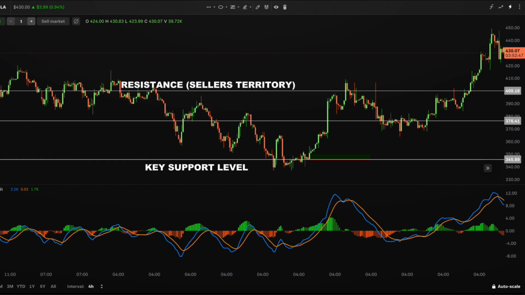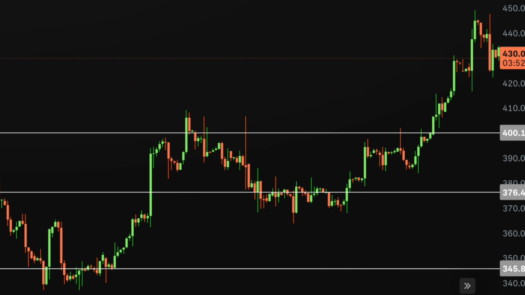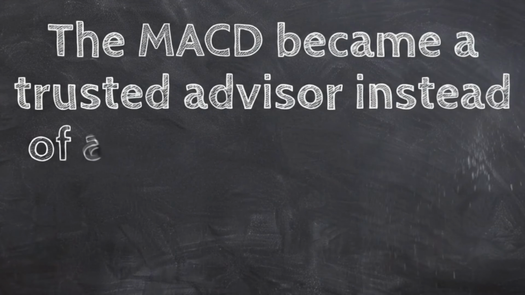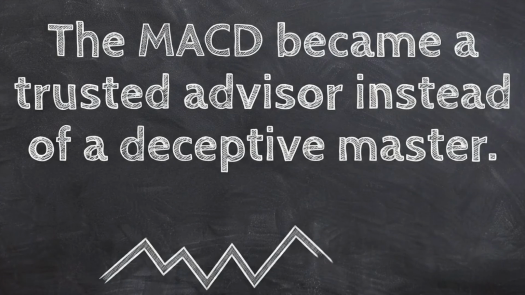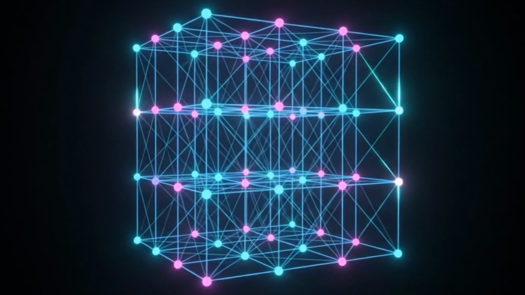Then you can enter your trade with a calculated stop loss. As the price moves steadily in your favor, you'll get a sense of clarity that you have never known. That way you're not chasing a ghost, but instead you're following the flow of the market. The secret to the market is not a magical formula. It is the marriage of context and momentum. The MACD becomes a trusted advisor rather than a deceptive master. This will make you realize that in trading, as in life, the data is only useful if you understand the environment in which it lives.